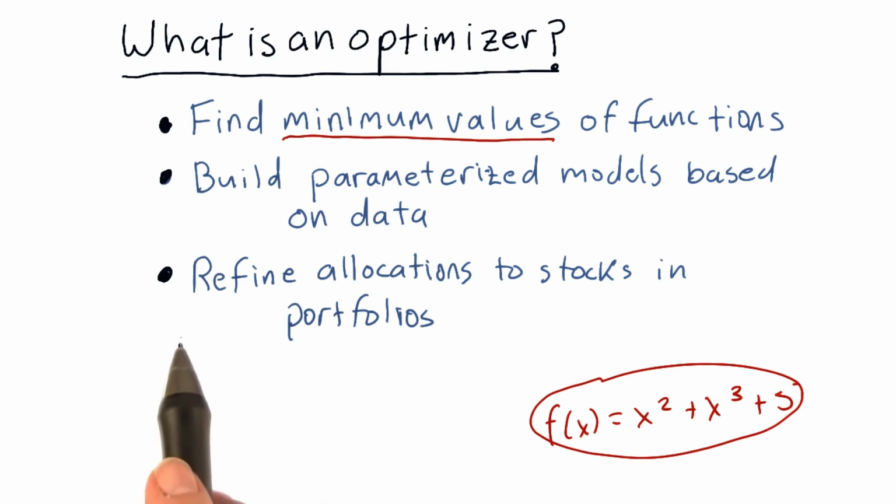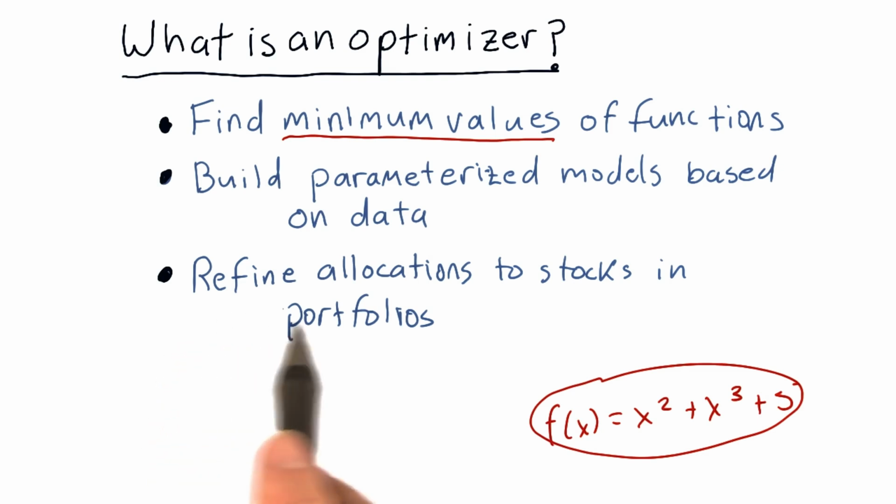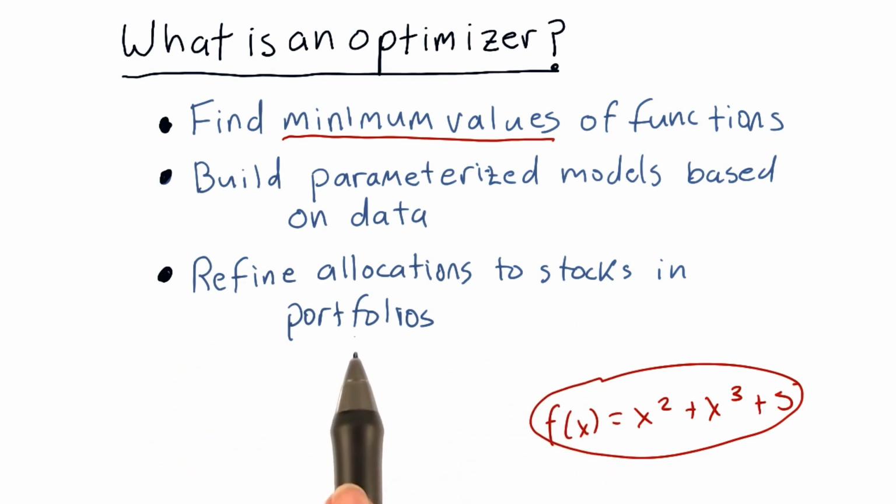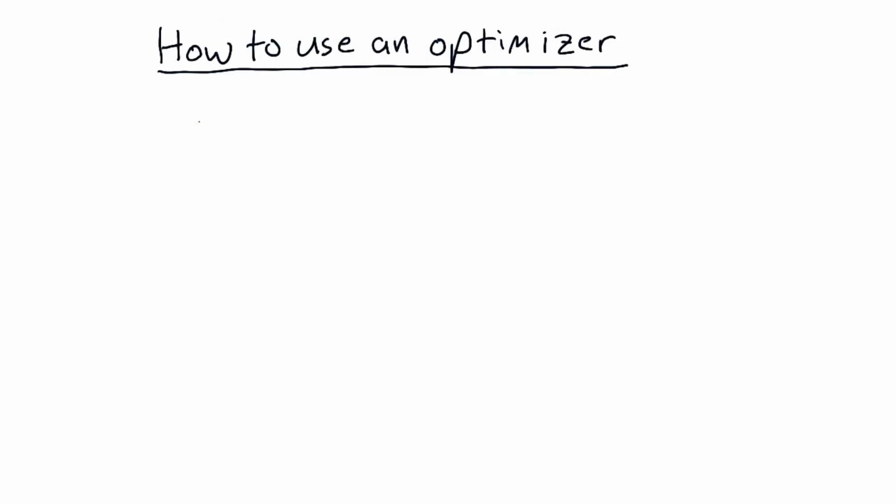Finally, we can use an optimizer to refine allocations to stocks in portfolios. So what does that mean? Well, that means, for instance, you can decide what percentage of funds should be allocated to each stock using an optimizer. How do we use an optimizer?